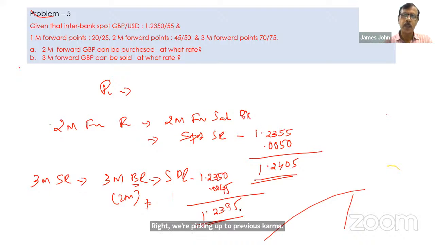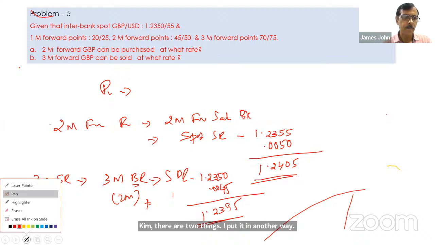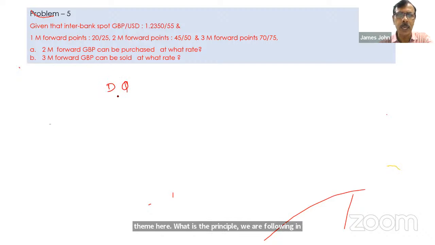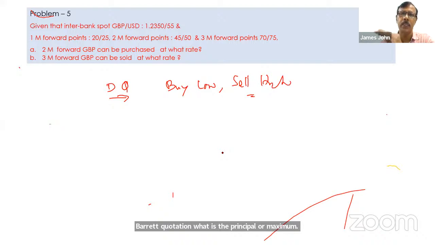No. Here there are 2 things. I'll put it in another way. See here, what is the principle we are following in India? We are following the direct quotation. And in direct quotation, what is the principle or maxim? Buy low, sell high. Am I correct? Buy low, sell high.